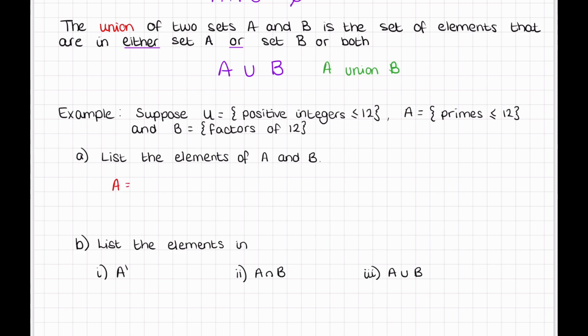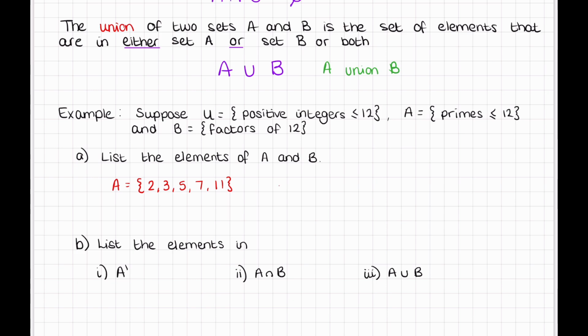So A is primes less than or equal to 12. Here we just need to know what our prime numbers are. Less than or equal to 12, we will have 2, 3, 5, 7, and 11. Big note here, a lot of people get confused. The number 1 is not a prime number. It is known as a special number. It is not prime. A lot of people include number 1 when they shouldn't with prime numbers.